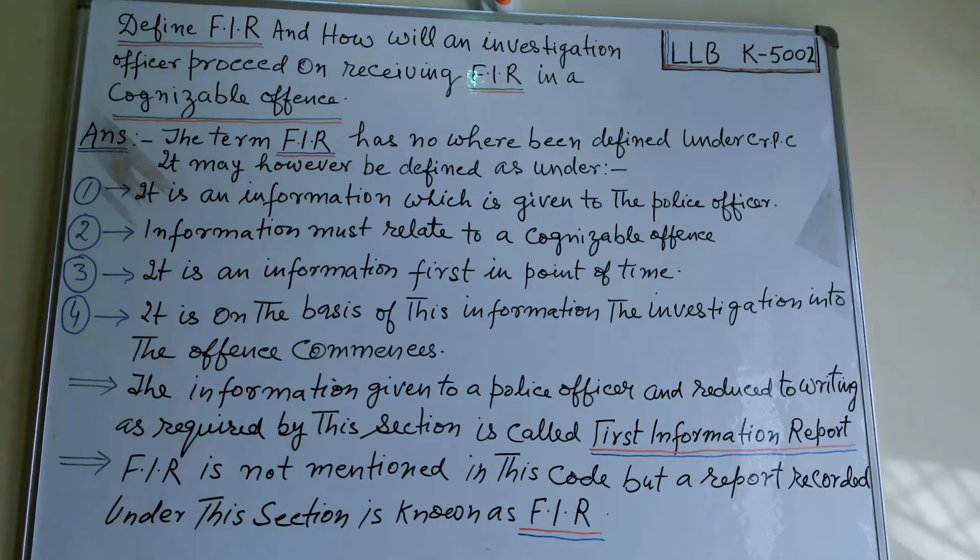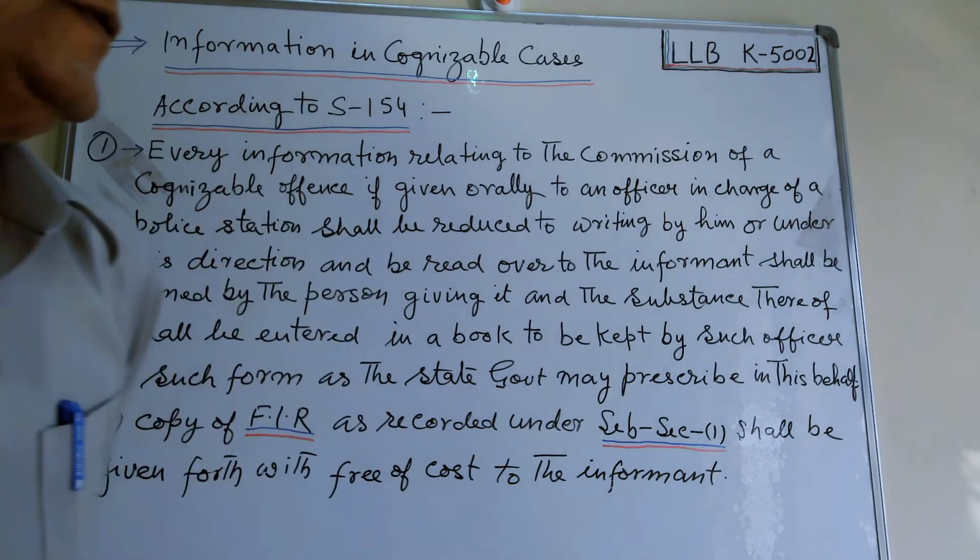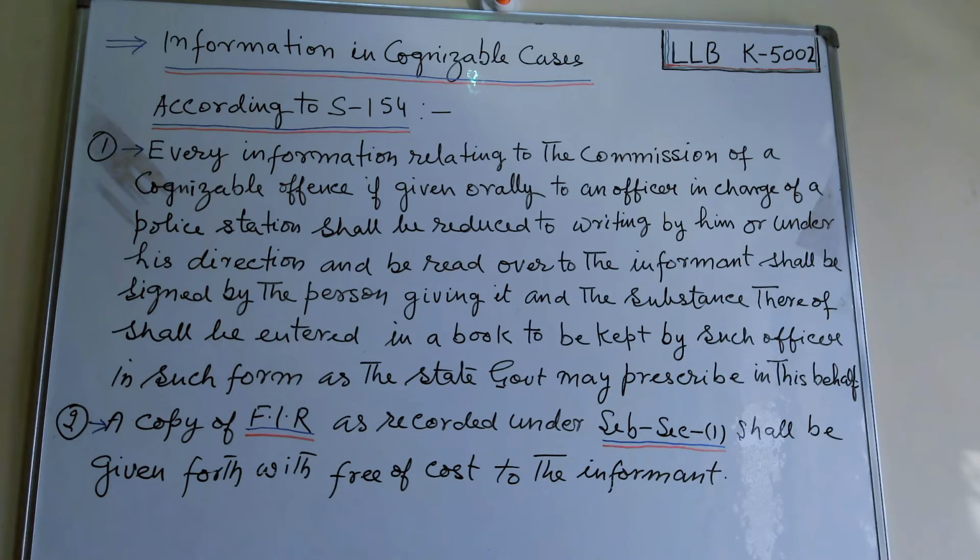Now I am taking the next part. My dear friends, now information in cognizable cases. When a police officer gets an information about a cognizable case, how does he act? This is the second point.